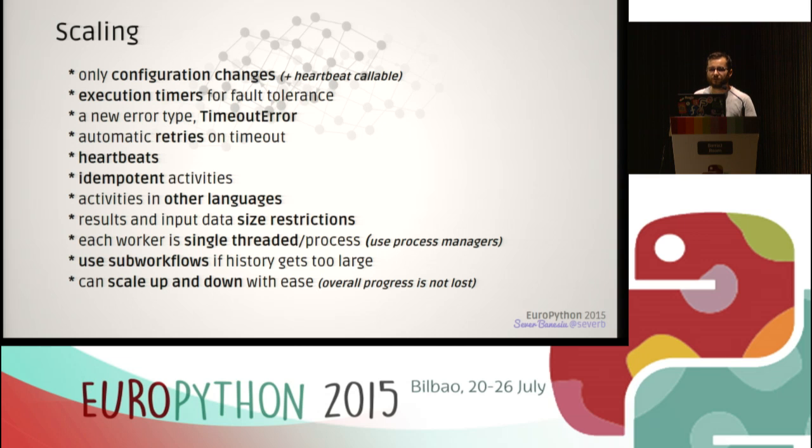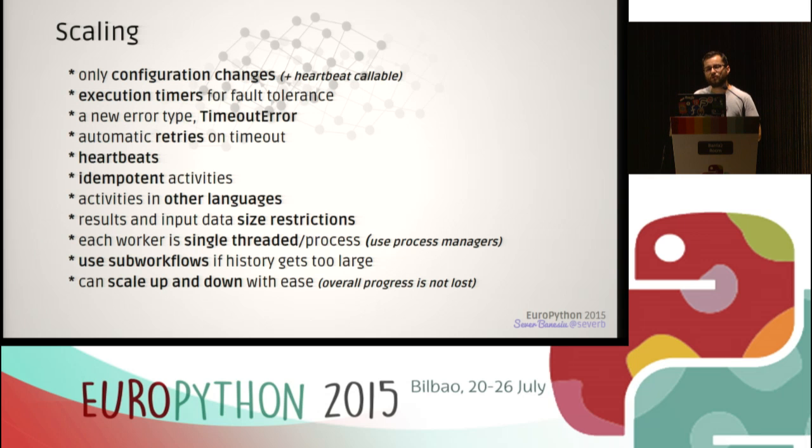There are some execution timers that you can set, and those will help you with fault tolerance. There is another type of error that you can get when you scale, which is a timeout error, which is a subclass of the task error that we saw earlier. So you can have special handling for timeouts. There are automatic retry mechanisms in place, and you can configure them as you wish.